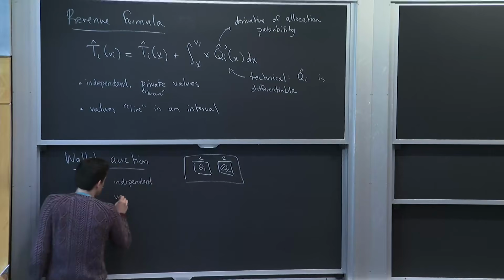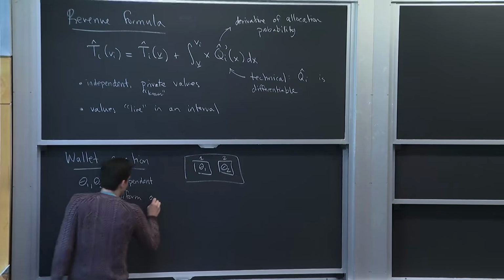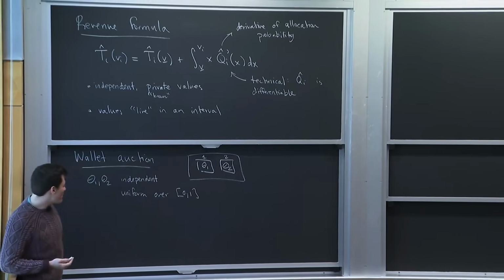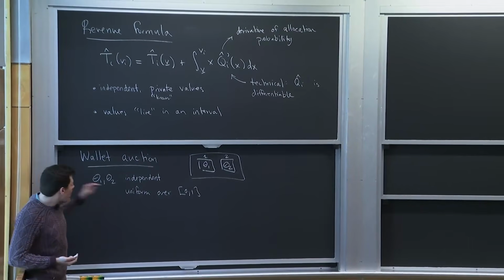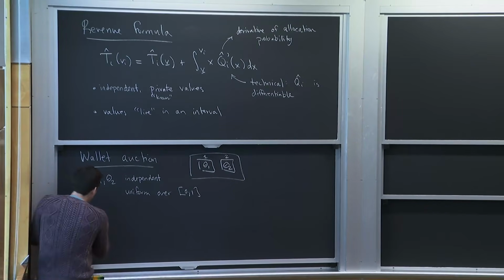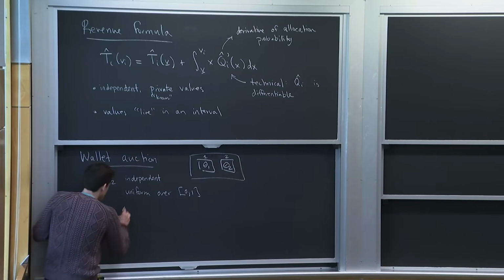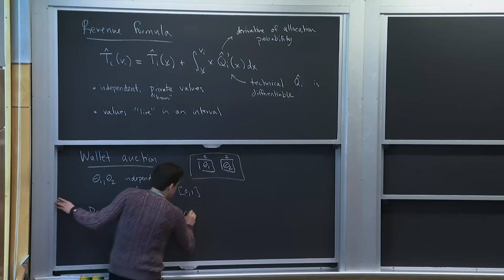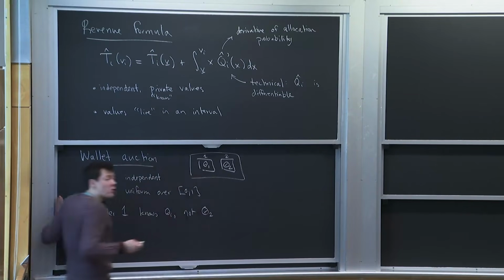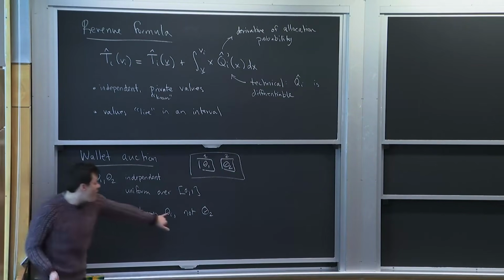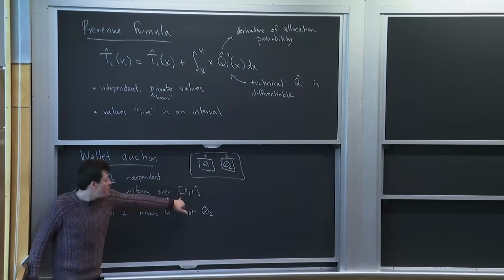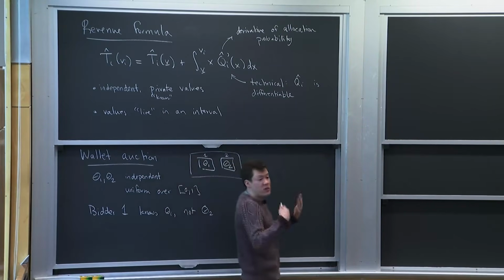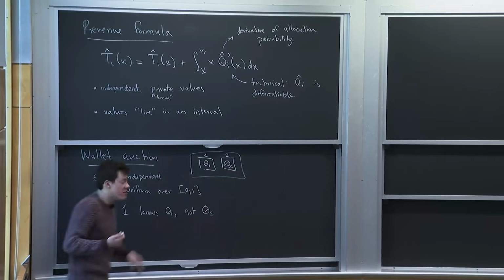Independent, and uniform over 0, 1, that's just a normalization. 1 could be 1 billion or something. But the key point is that bidder 1 knows theta 1, but not theta 2, because they don't know what's in the other person's wallet. So if I'm bidder 1, I say, I know my wallet, say, has 0.3, but for all I know, the other person's wallet is uniformly distributed between 0 and 1. That's all I know because I can't see what's in their wallet.